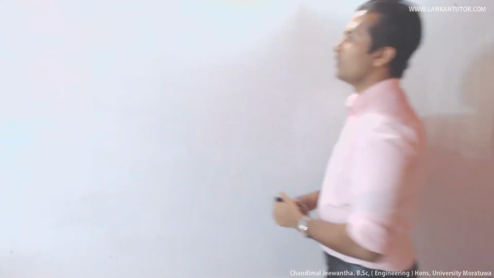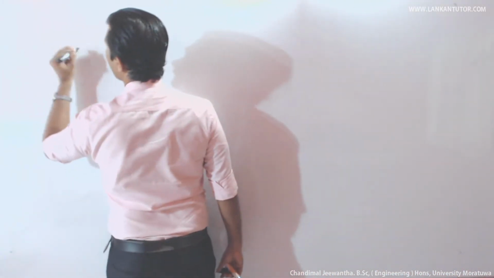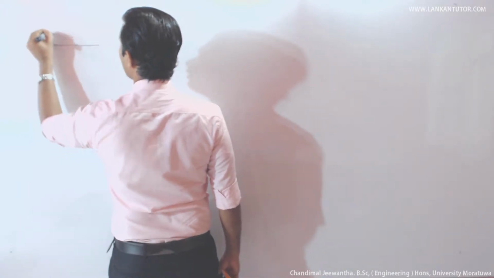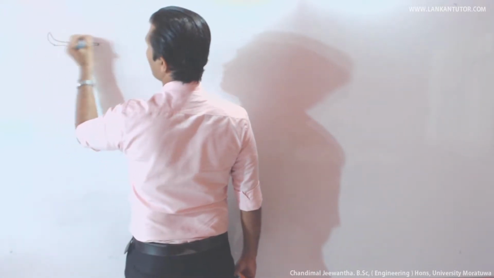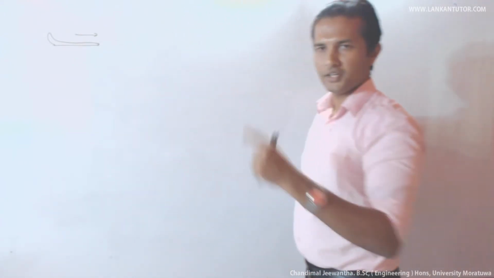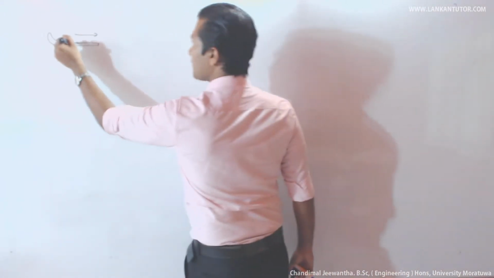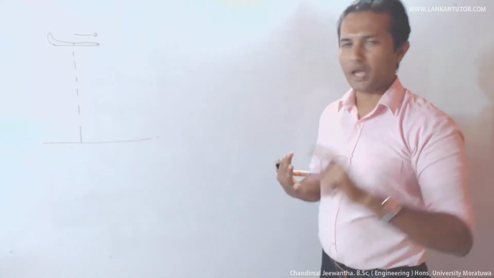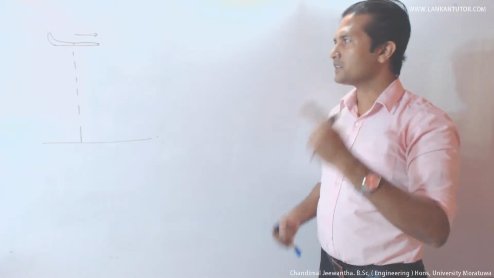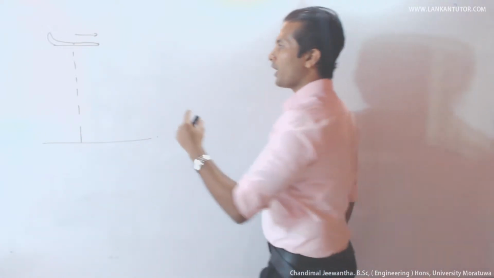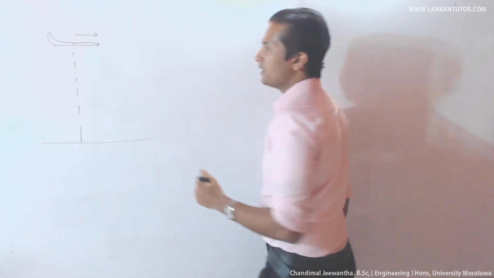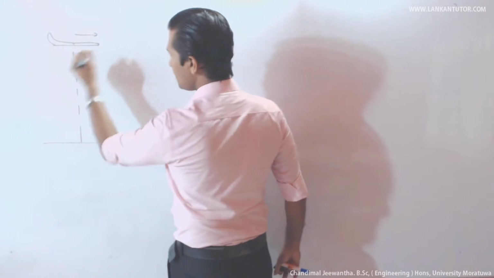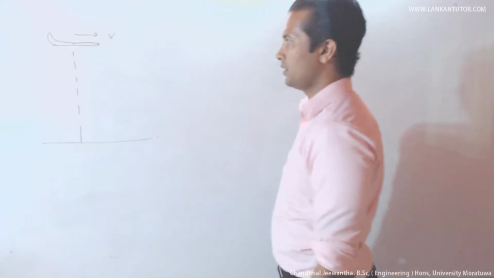For example, you are given that the kinetic energy and the potential energy of the flight are equal to each other. So you may have to find the velocity of the flight.